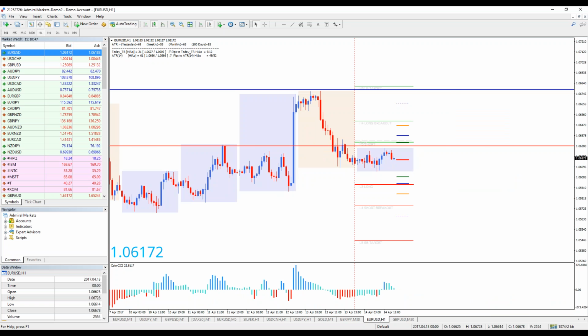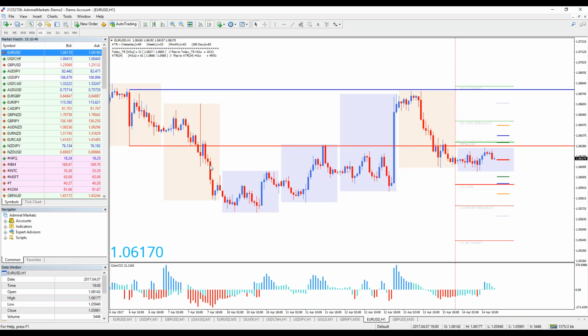In this example, guys, you can see that after a successful breakout, there was another push into the high and low of master candle. So what does it mean? It means that this range is likely to be retested.